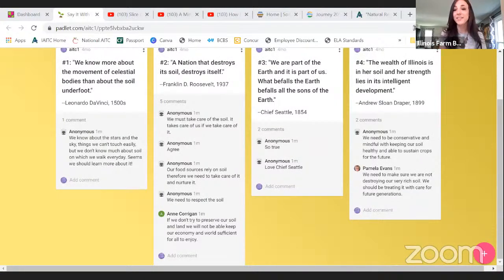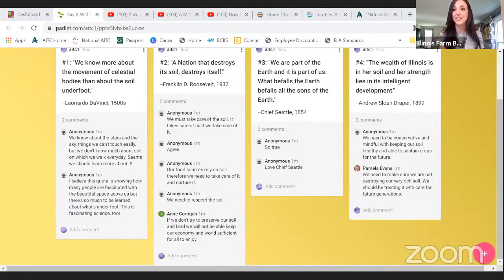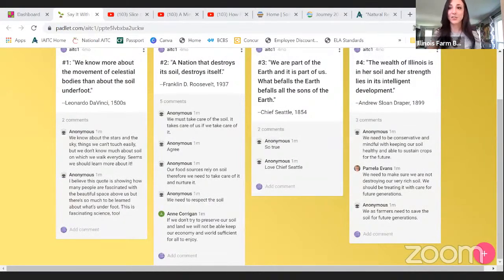I love that you said that, because it really is tactile. The soil that we can touch and study, we know less of than things in our solar system. That was fantastic. Showing how many people are fascinated with space and its beauty, but that we could learn so much about soil. And soil gets a really bad name, because people don't like bugs or getting dirty, but that's the fun part about learning about soil.